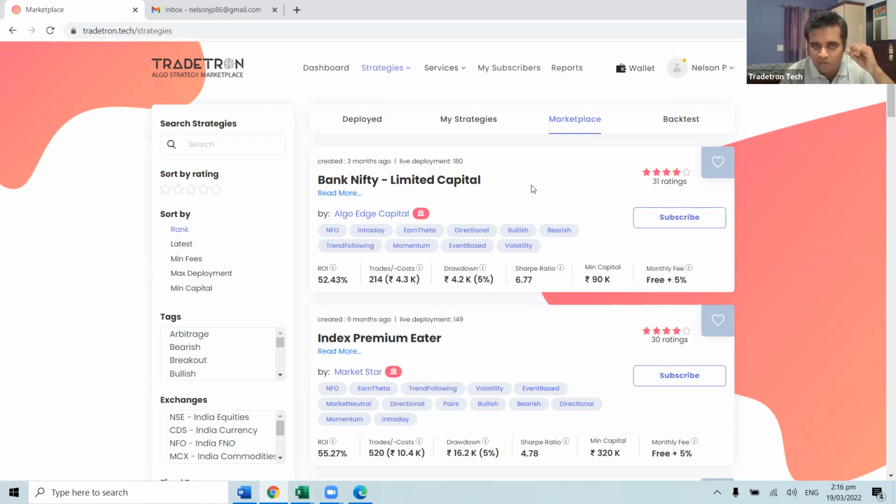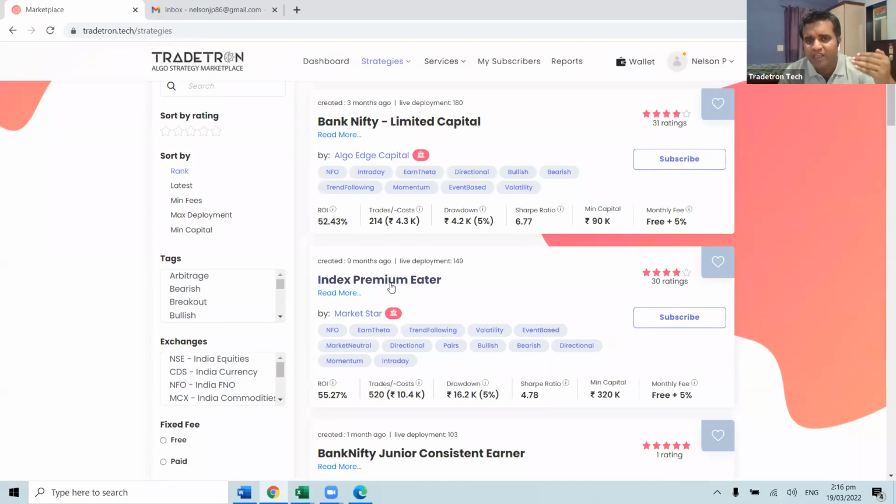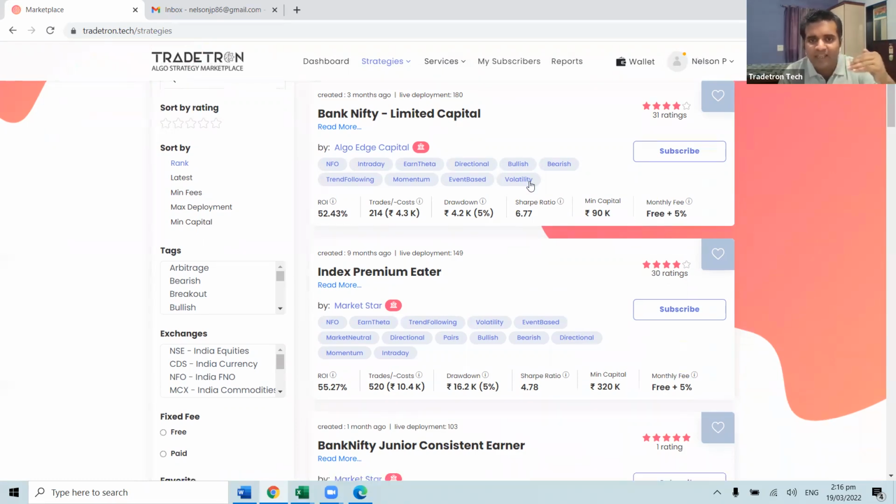Basically, different weights are assigned. ROI will have a certain amount of weight, a certain weight will be assigned to the Sharpe ratio, a certain amount to the number of live deployments, and a certain amount depending on the total AUM of the strategy. All of these 4 factors combined, based on the weights allocated, which are decided by internal management, decide this ranking. As of now, based on these 4 parameters, Bank Nifty Limited Capital is at the top. Last week or the week before, I think it was Index Premium Meter. Maybe certain parameters, related to ROI or the AUM, have changed, and because of that the rankings can keep on changing.